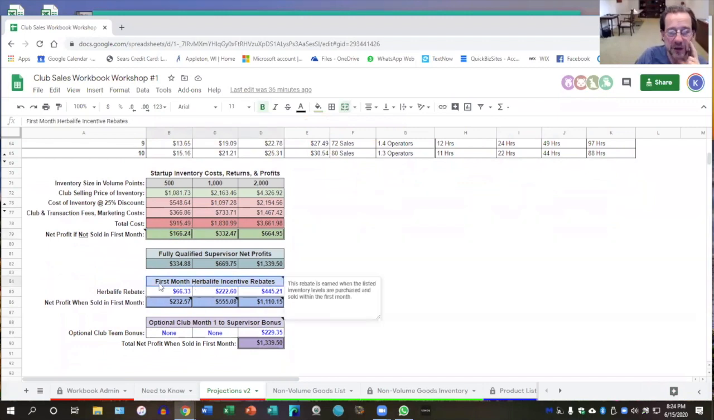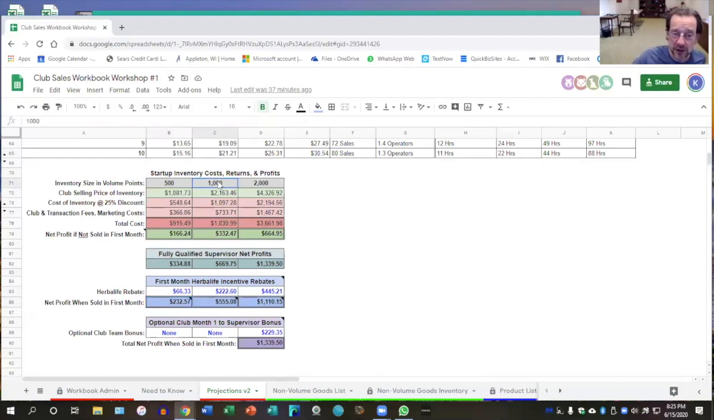Herbalife has this first month incentive rebate. So here's what they say, that if you buy this 500 volume point inventory, instead of taking forever to sell it, if you sell it all before this month is out, now they're going to add a rebate bonus of $66 and put you at that 35% discount. So now instead of making $166 on that same exact inventory, you'll make $232.57.